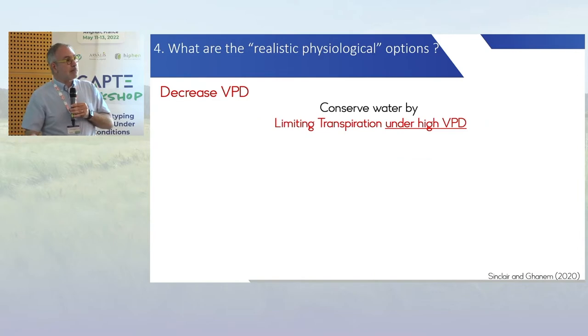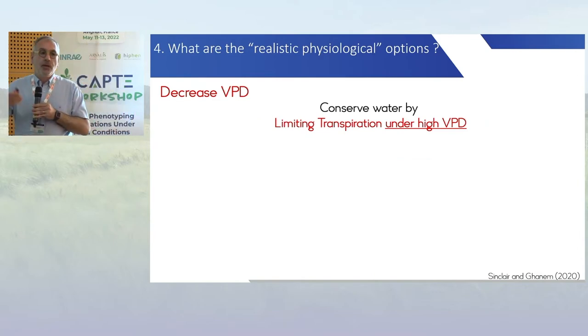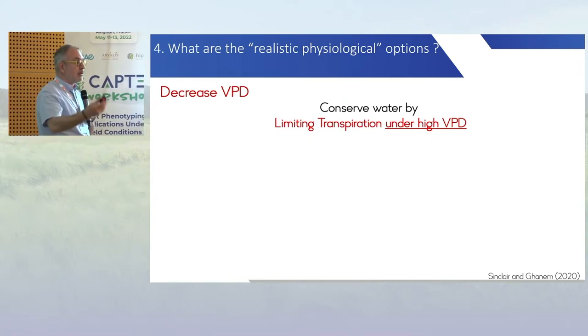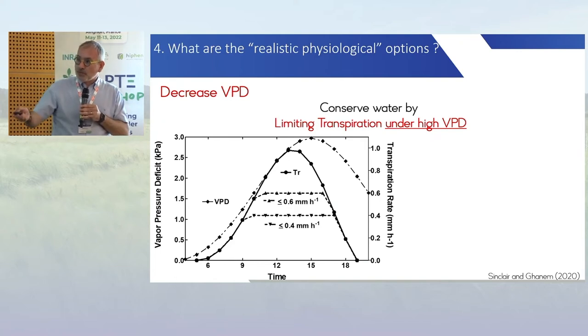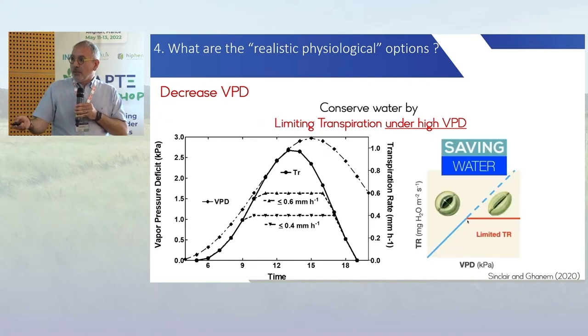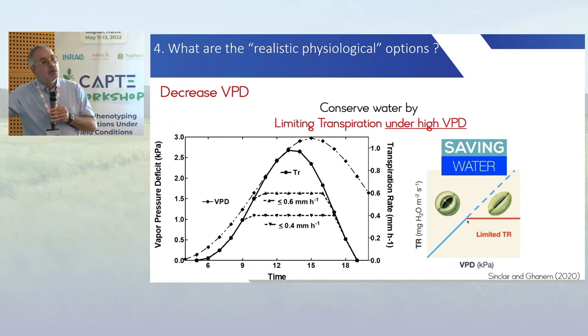But you can also do that by limiting transpiration under high vapor pressure deficit. Typically during the day, this is the time during the day and the vapor pressure deficit. The vapor pressure deficit goes up and then down as we go in the cycle. The transpiration follows more or less the same pattern. So the whole idea is, if we can act on this point by limiting transpiration rate at a high VPD in order to save water, so water could be used later on in the cycle.